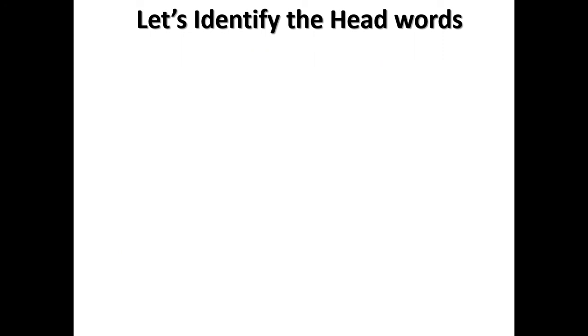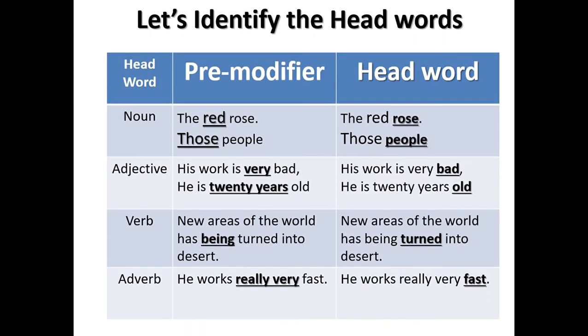So we have got the idea about pre-modifier and post-modifier. Now see, let us identify the head words. Head words may be noun, may be adjective, may be verb, may be adverb. For example here, pre-modifier. The red rose, those people.